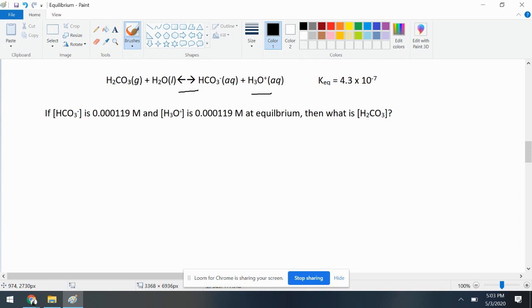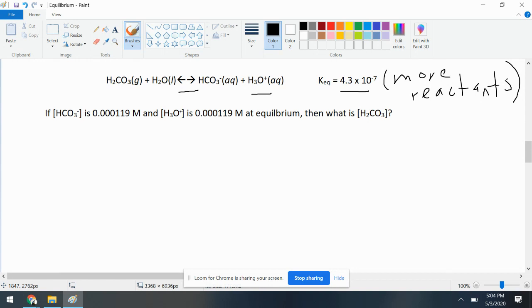Okay, so this time around, you're given the KEQ, which stands for, again, the equilibrium constant, which is 4.3 times 10 to the negative 7. Notice it's much lower than 1, which tells you at equilibrium you're going to have more reactants. So in some reactions, not all the reactants are going to form products. You just want to keep that in mind, especially when you have a reversible reaction.